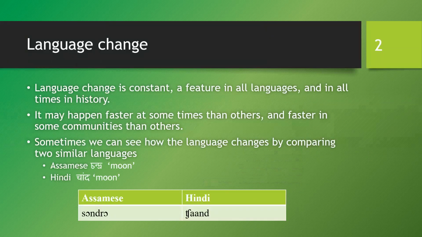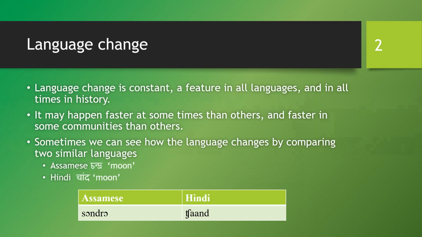Okay, so language change is a constant. That means it is happening all the time. It's a feature in all languages and at all times in history. If we go back and look at records for written languages that have existed for a long time, we will see a lot of changes. But sometimes these changes happen faster at some times than others, and sometimes they happen faster in some communities than others. This is something that we could look into and research more.